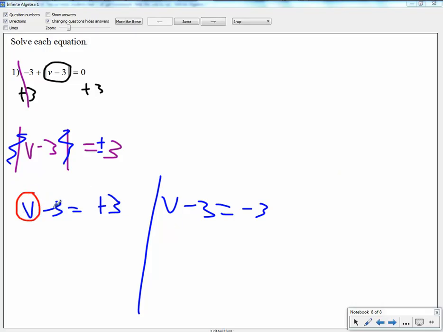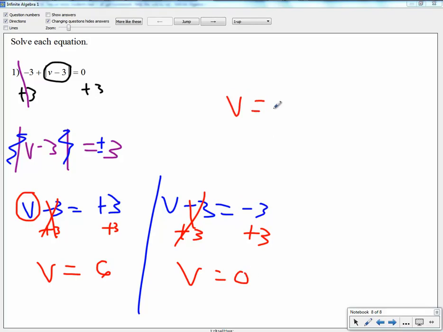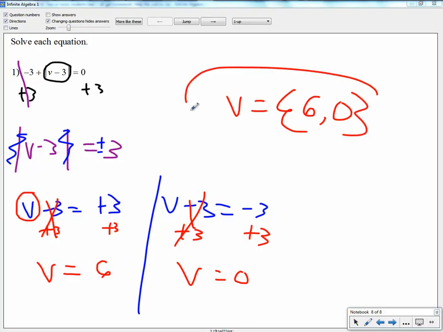The hater here is a -3, so we're going to add 3 to everything. This cancels out, and this also cancels out, so I'm left with v equals 6 and v equals 0. So my solution set is v is the set 6, 0. So that's my answer.